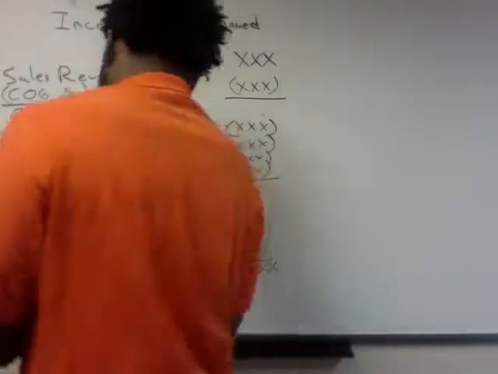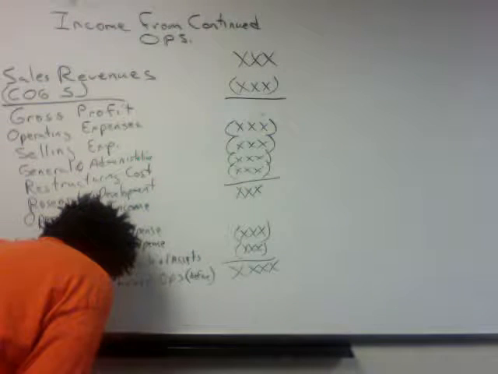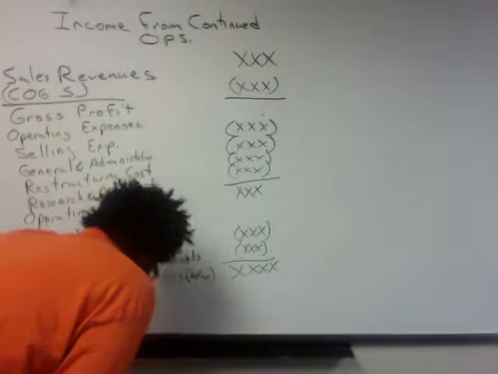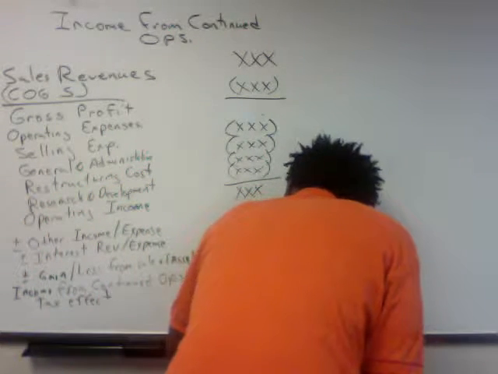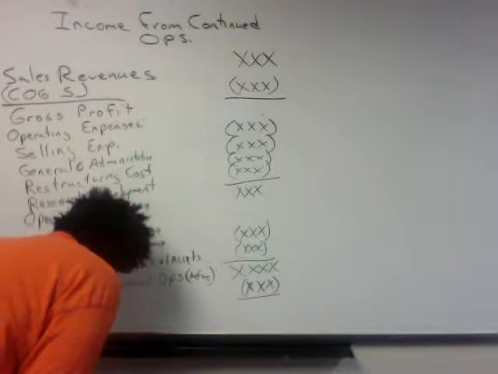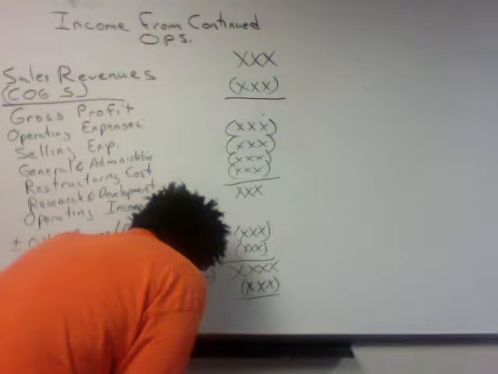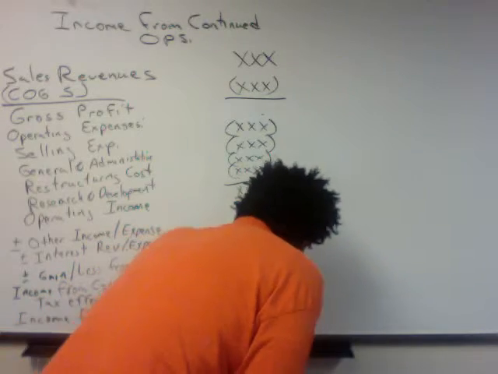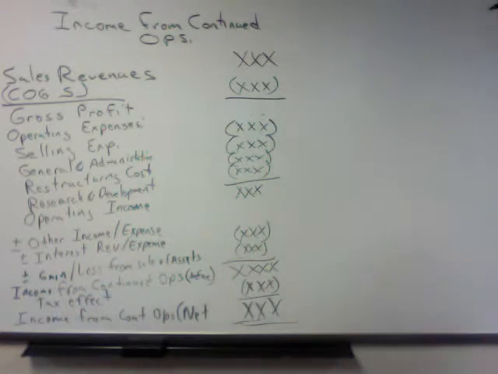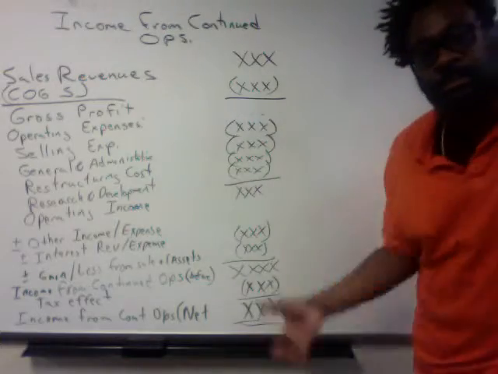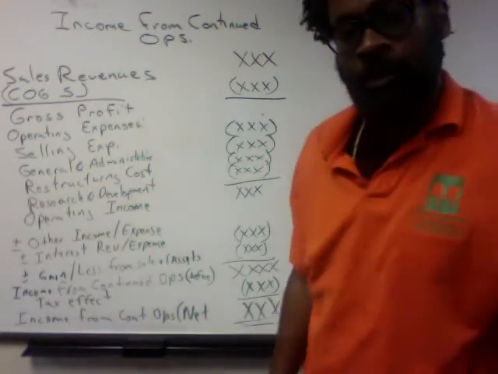Right under that, you're going to have to show the tax effect. Okay. So after you take out or net the tax effect, that will then give you income from continued ops net of tax. And this will be the very final component of your income from continued ops. If you just memorize this order, this will get you at least 50% through the income statement.